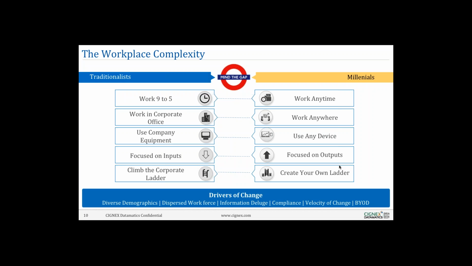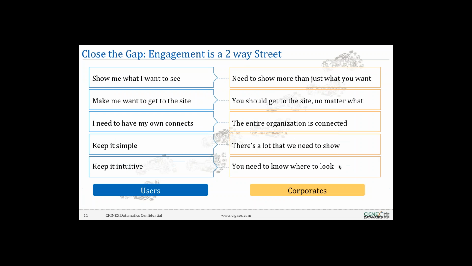And now comes the more important part, which is about the user. As an end user, I have certain expectations about how I should be engaged with, or what tools I should be given to engage with. And obviously the corporate has its own set of ideas. So from a user perspective, a user definitely says, show me what I want to see. Make me want to get to that site that hosts that information. Allow me the freedom to have my own connects. Keep it simple and keep it intuitive. Don't burden me with manuals and training sessions.